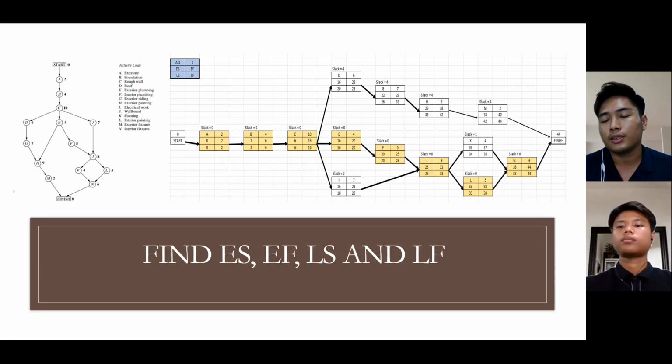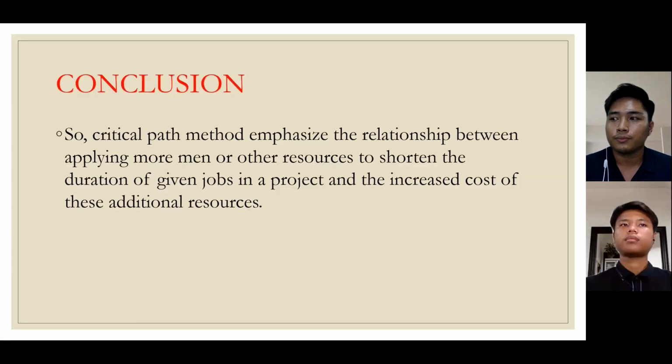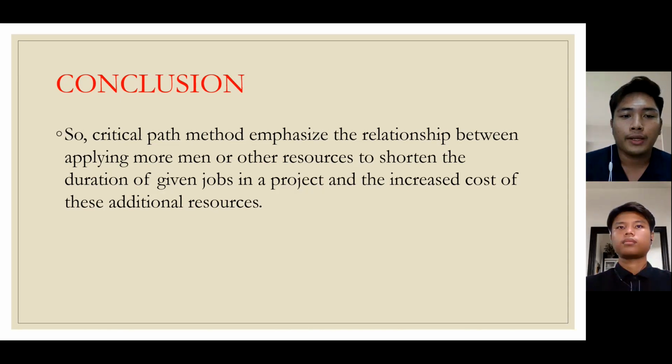So we move to the last part, which is the conclusion. For our question, the critical path method emphasizes the relationship between applying money or other resources to shorten the durations of given jobs in a project and the increased cost of these additional resources. I think that's all from us. Thank you.